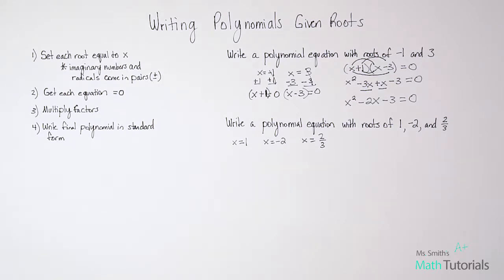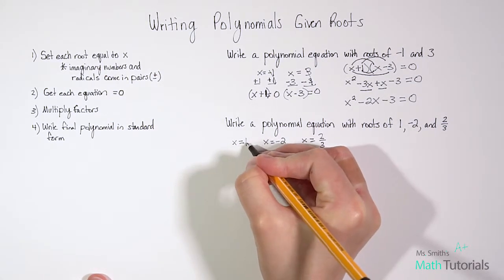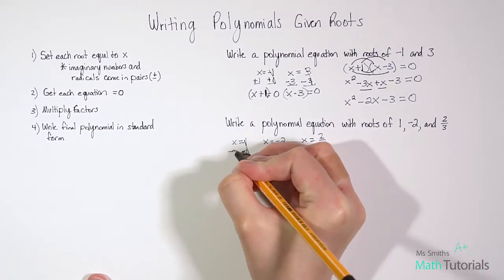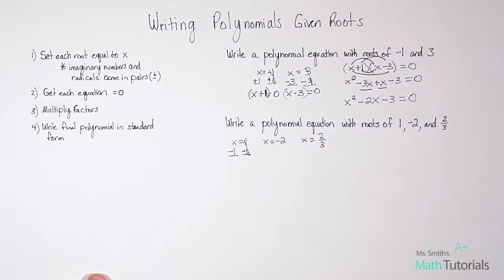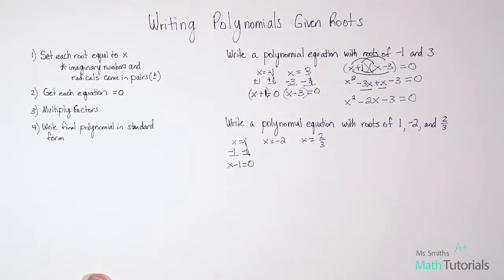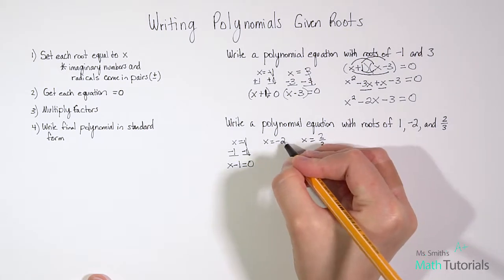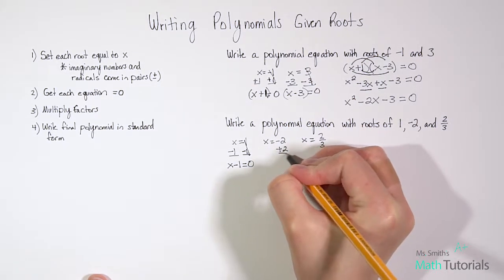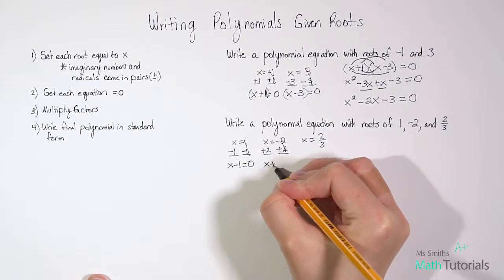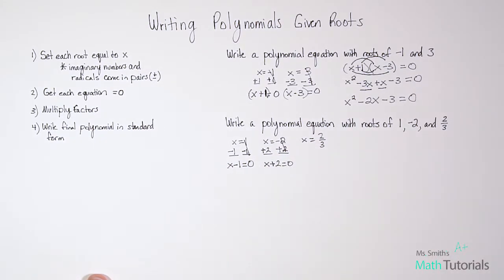Now we want to do our step 2, get each equation equal to 0. For this first one, because this is a positive one, we would want to subtract 1 from both sides. Then we would have x minus 1 equals 0. And then for x minus 2, because that's a -2, we'd want to add 2 to both sides. And we'd get x plus 2 equals 0.